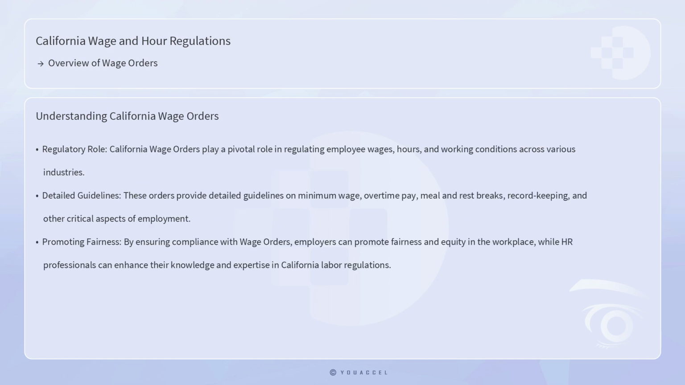In conclusion, California wage orders play a pivotal role in regulating employee wages, hours, and working conditions across various industries. These orders provide detailed guidelines on minimum wage, overtime pay, meal and rest breaks, record keeping, and other critical aspects of employment. By ensuring compliance with wage orders, employers can promote fairness and equity in the workplace, while HR professionals can enhance their knowledge and expertise in California labor regulations. As such, a comprehensive understanding of wage orders is indispensable for anyone seeking to master the PHRca certification and excel in the field of human resources in California.